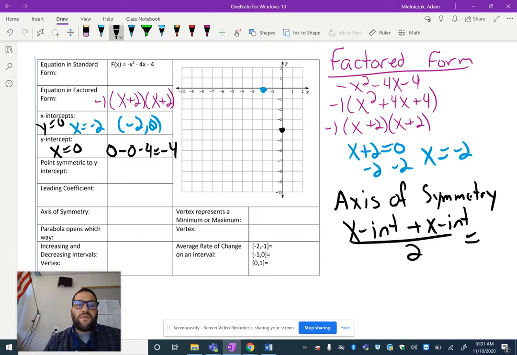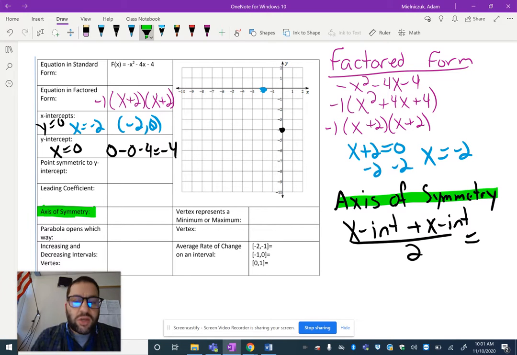Okay, point symmetric to the y-intercept. In order to find a point symmetric to the y-intercept, we first must find the axis of symmetry. A method to find the axis of symmetry, which I don't think I mentioned in the other videos, is you take your two x-intercepts, add them, and divide by 2. In this situation, our two x-intercepts are at negative 2.